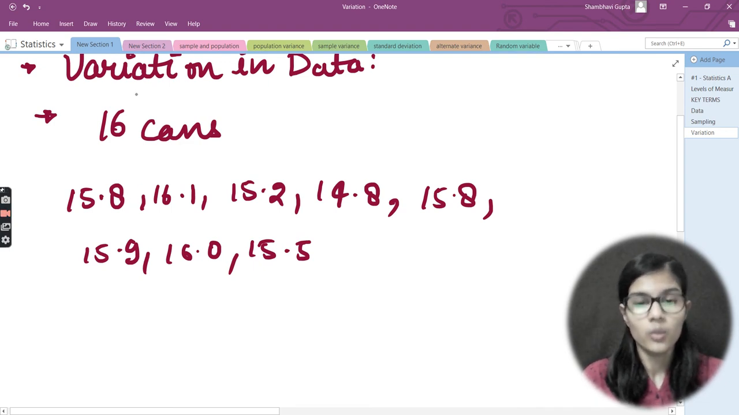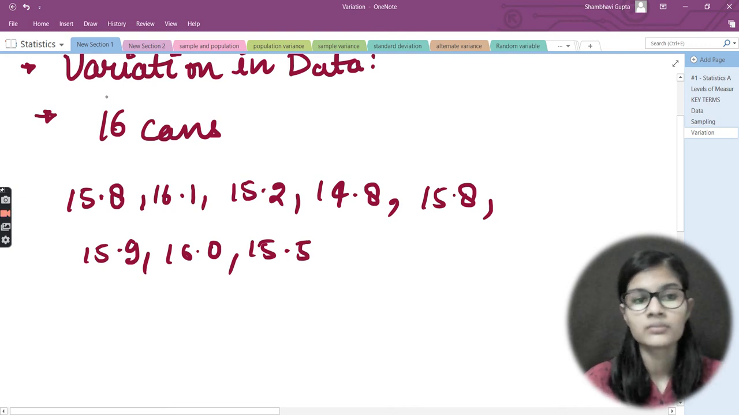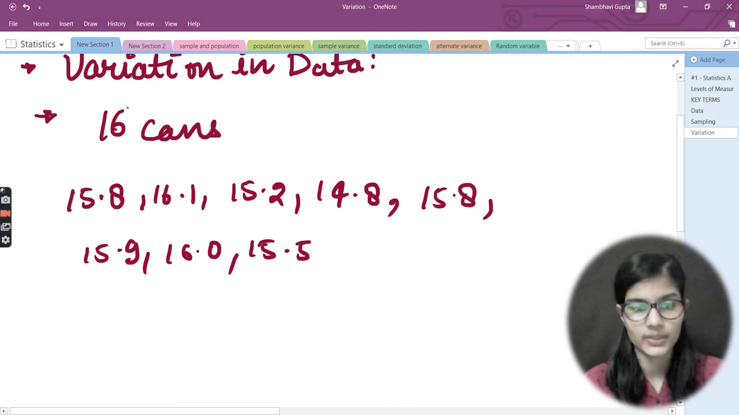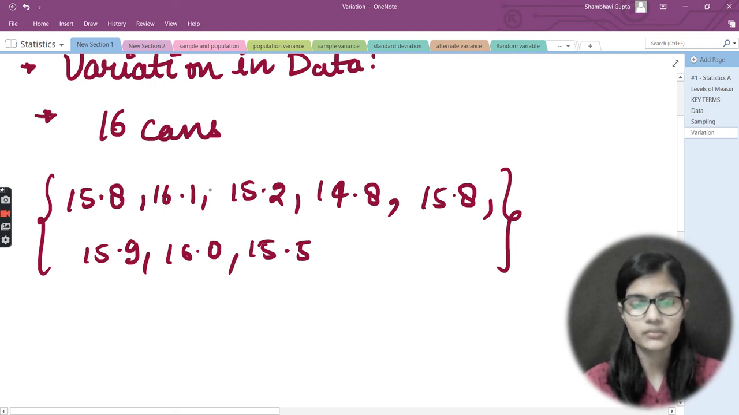So we had taken the cans with 16 ounces of liquid in them, and it can be more and it can be less as well. This study actually shows that. So from the cans taken, this study shows us that the amount can be greater and it can be less. So the measurement of the amount of beverage in 16-ounce cans may vary.